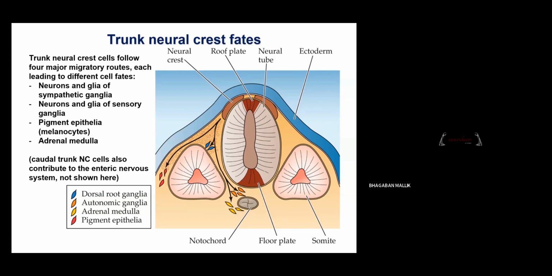So again, during the closure of the neural tube, we have generation of different structures, the floor plate. The notochord gives signal to form the floor plate. Then you have migration of neural crest, and also formation of the roof plate. So these are the sets of things that are formed from the trunk neural crest. These are mentioned here, like the melanocytes formed from the trunk neural crest, or neurons and glia of sensory ganglia formed from the trunk neural crest. So these are the fates.